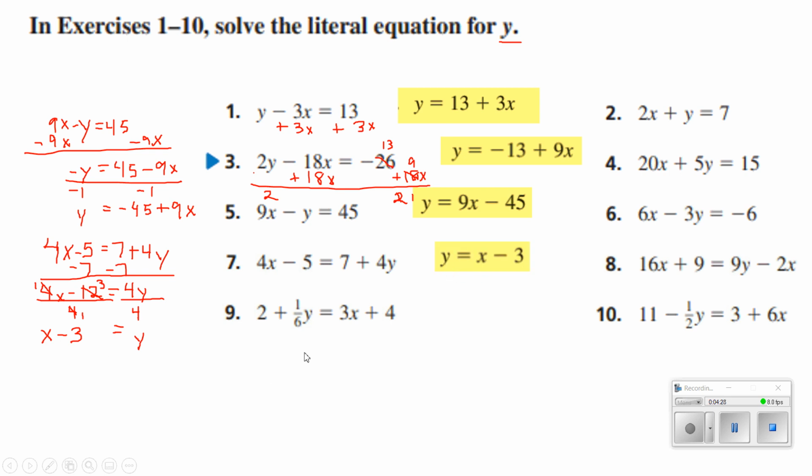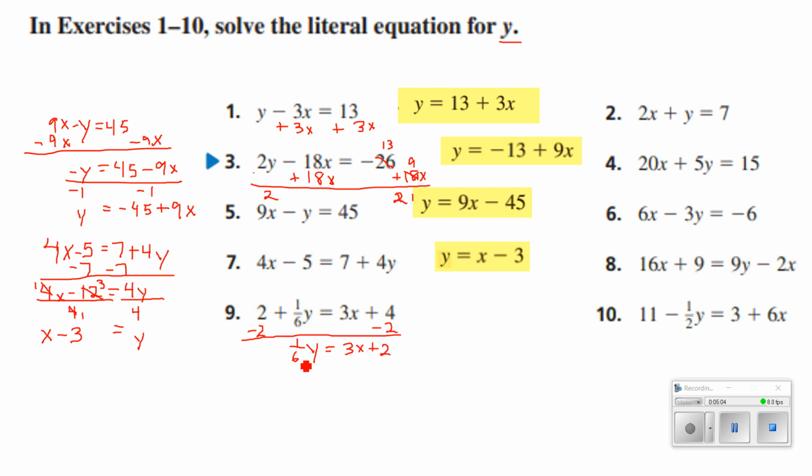All right? Let's do number 9 now. I'm just going to work right underneath the number 9 since I got a little room here. Remember, I'm trying to find y. So once again, I'm going to try to get everything to the other side. I'm going to subtract 2 from both sides. This gives me 1/6y equals 3x plus 2, because 4 minus 2 is 2.